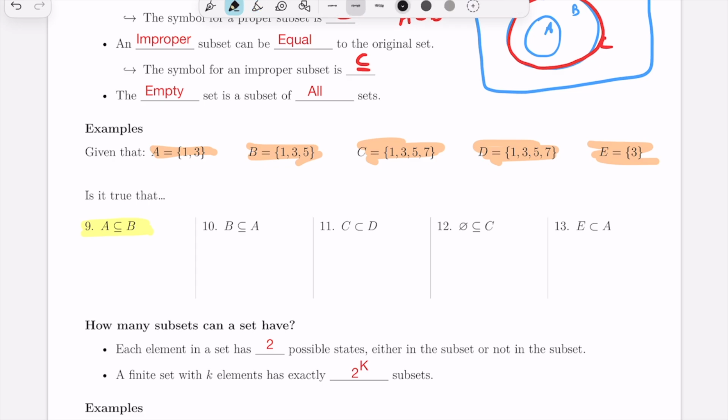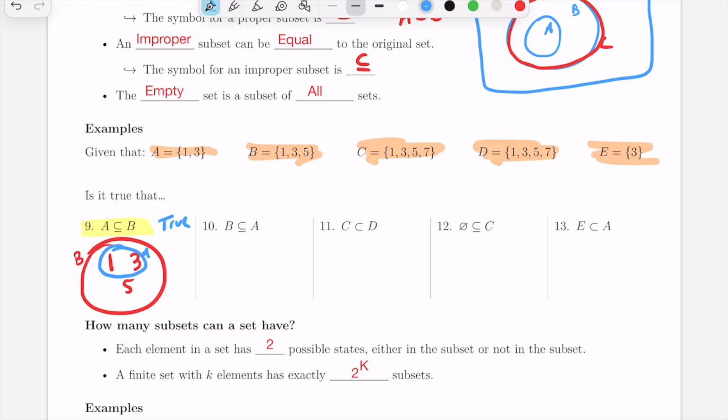In fact, I'm going to write them here, and we'll say that B is 1, 3, and 5. And so that's set B. And set A is 1 and 3. I could go something like this. Notice that set A is contained completely within set B. So yes, this is true.